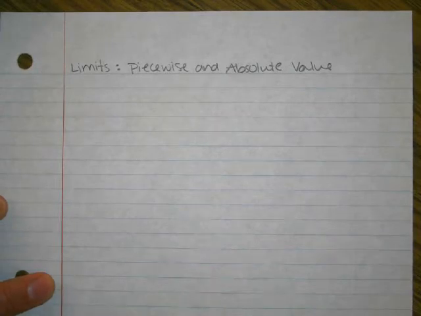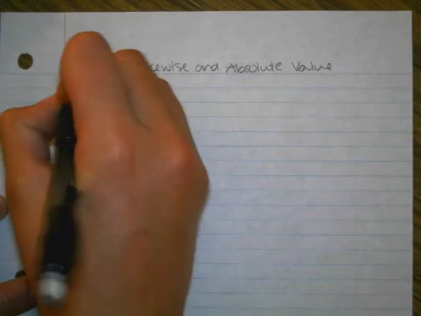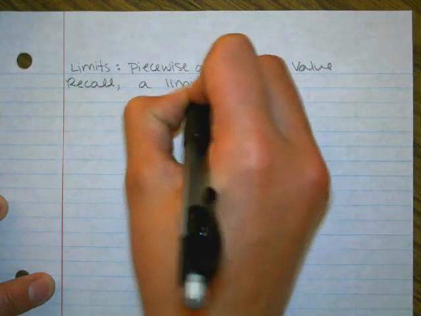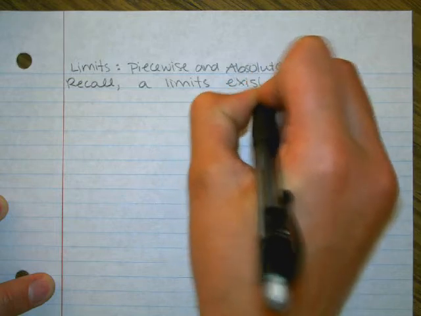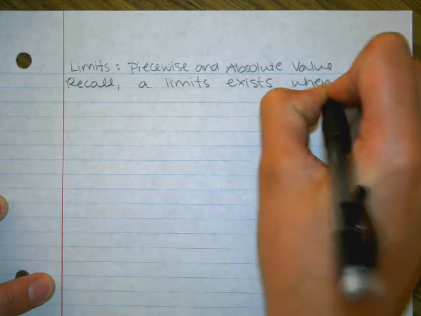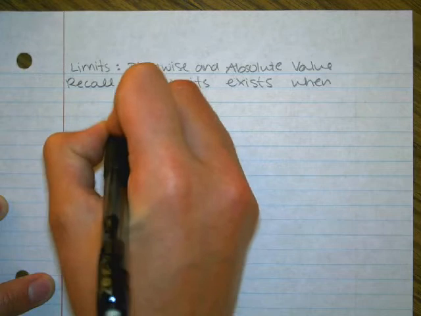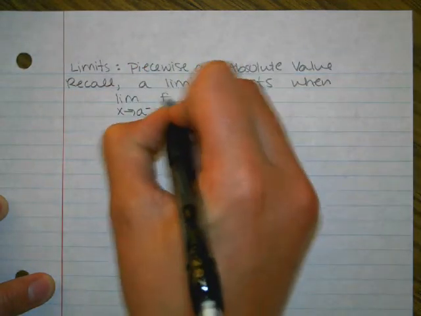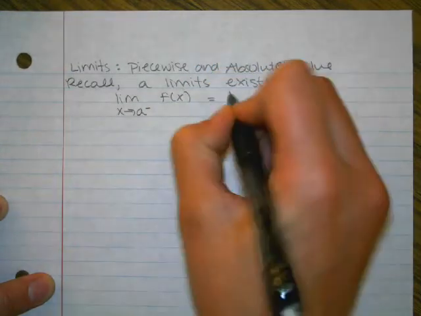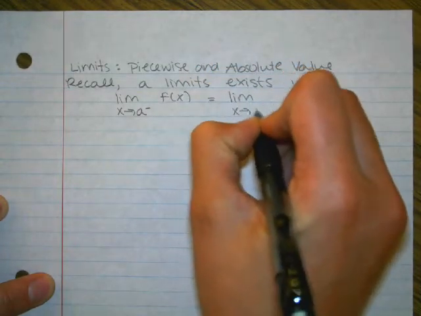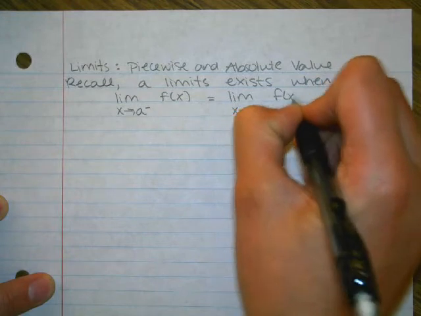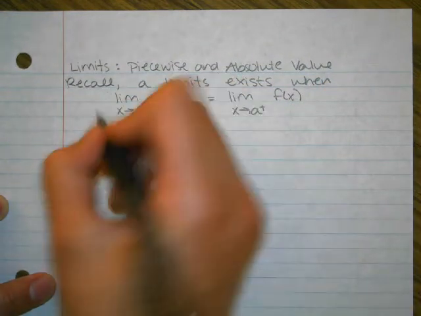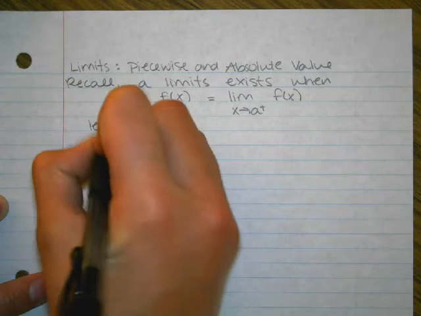So first, I want you to recall that a limit exists when the limit as x approaches a from the left side of a function is equal to the limit as x approaches a from the right side of a function. So that is the formal notation way of saying that the left and the right hand limits agree with each other.